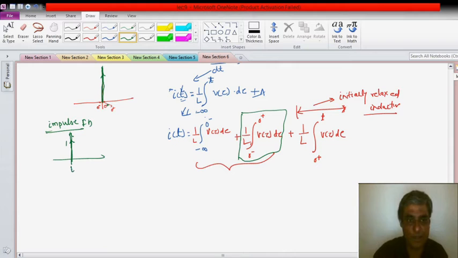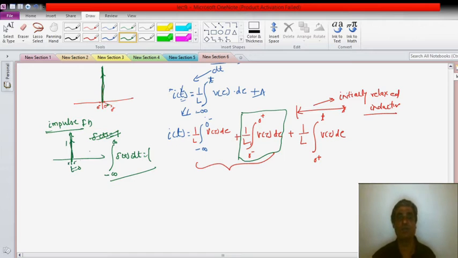This is at t equal to 0, and the symbolic representation is delta t. How to define it? Defining it as the area under the curve from minus infinity to plus infinity is not correct, so let me define it this way: the integral from minus infinity to plus infinity of delta t dt will be equal to 1. So the area under the curve will be 1, right? So maybe from 0 minus to 0 plus, whatever the point.